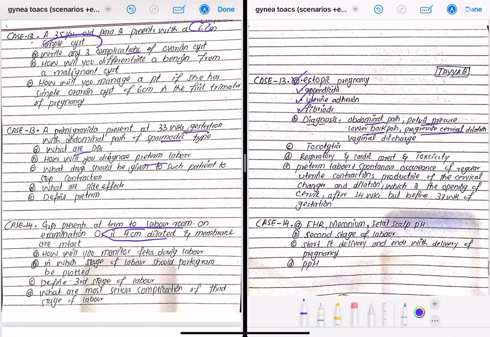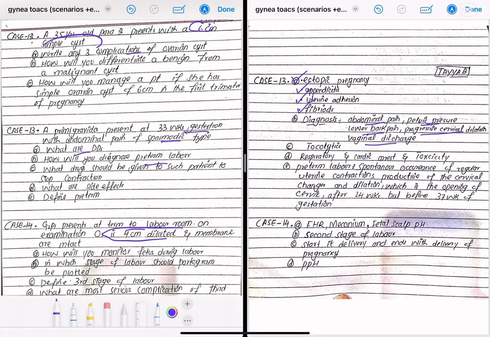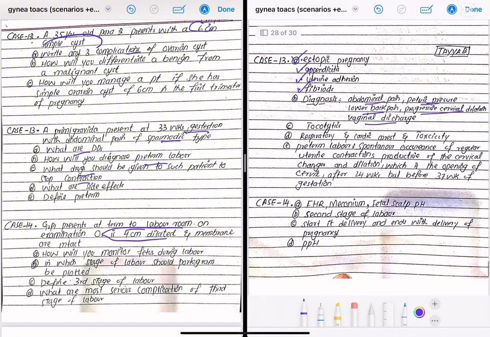And what drugs should be given to such a patient to stop contractions? These are tocolytic drugs to stop contractions. And what are the side effects? These are respiratory and cardiac arrest and toxicity.